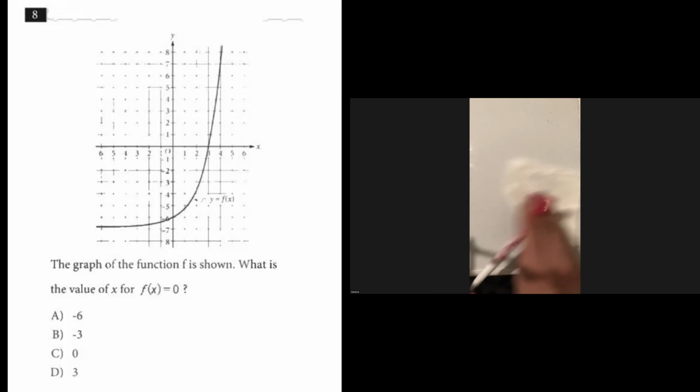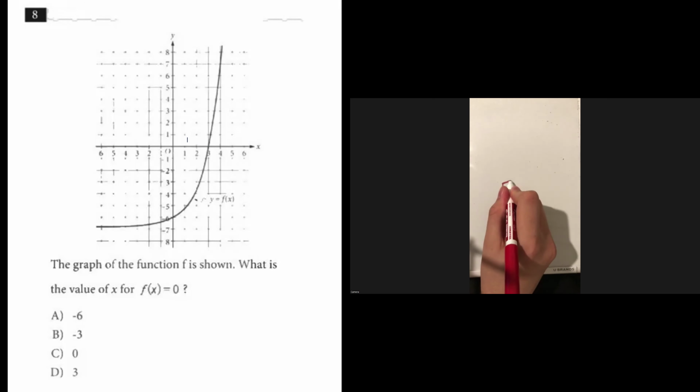Okay, so for question 8, we're told the graph of the function f is shown. What is the value of x when f of x is equal to 0? So f of x is essentially just y. So what is the value of x when y is equal to 0? When y is equal to 0, we have x equals 3. So the correct answer is answer choice D.